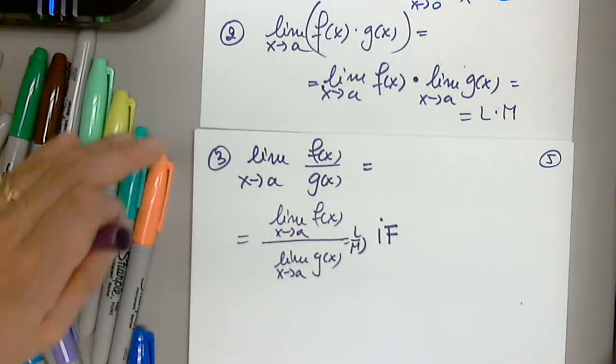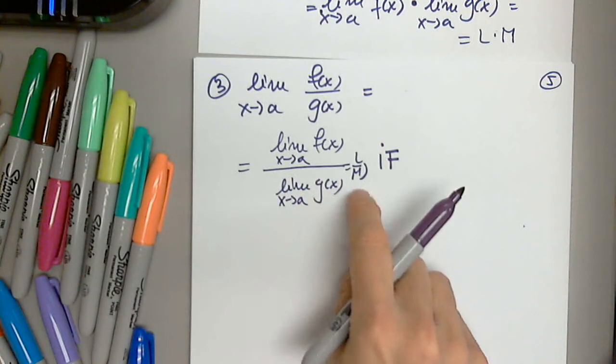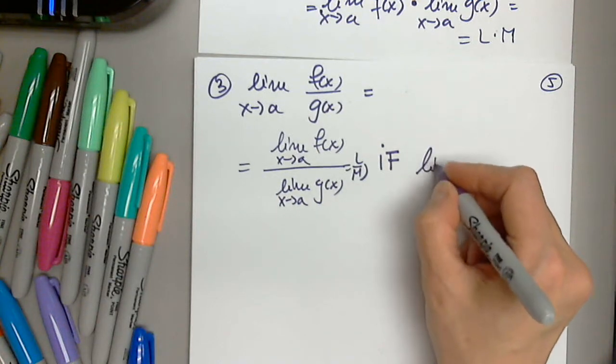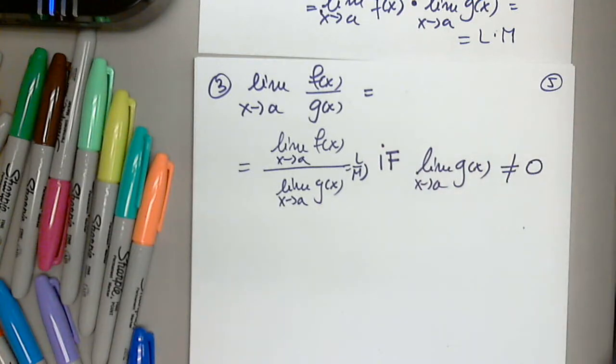However, this one comes with a big IF. Why? Yeah, g of x can be 0, or the limit of g of x. Yes, exactly. So the limit of g of x as x approaches a cannot be 0. Otherwise, we cannot use the limit law.